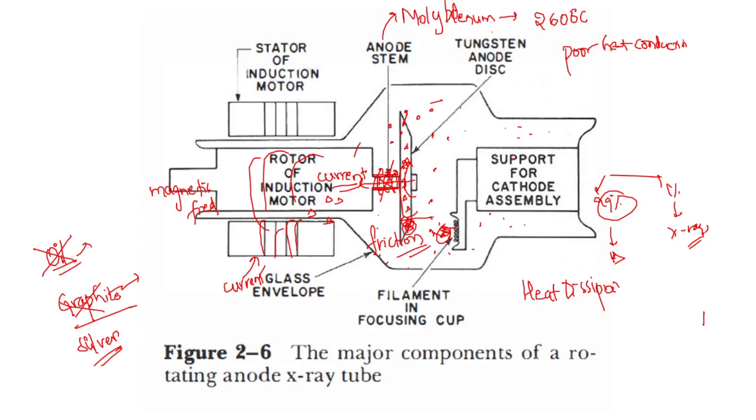Then one more important thing is the length of the molybdenum stem. If the length of this molybdenum stem is increased, then the inertia of the tungsten load also increases.